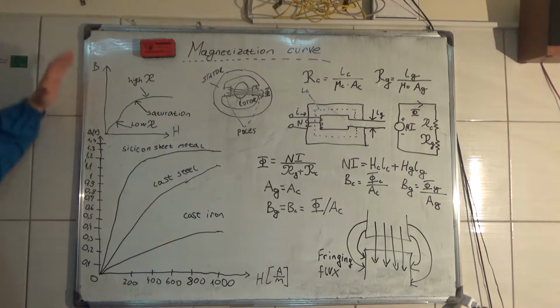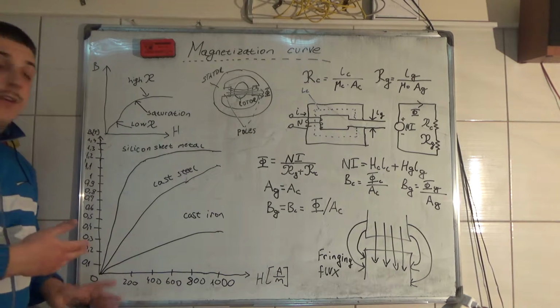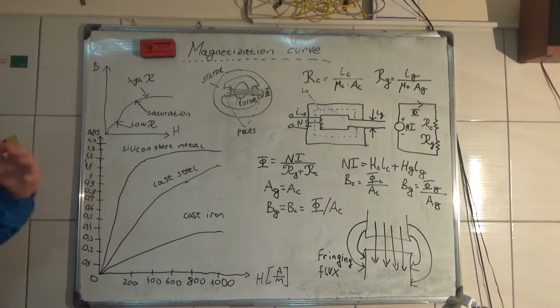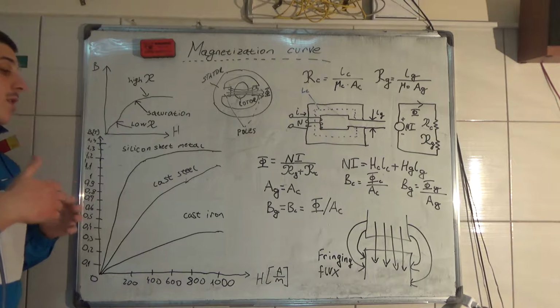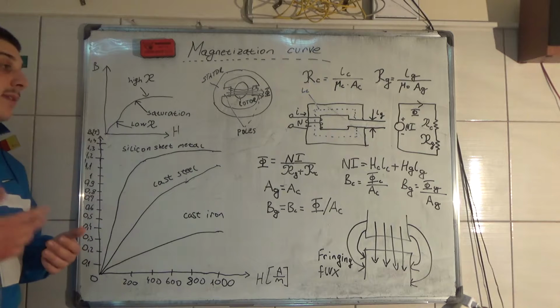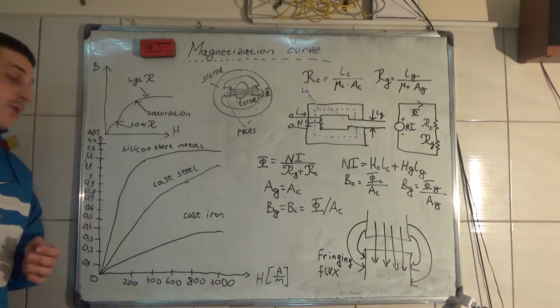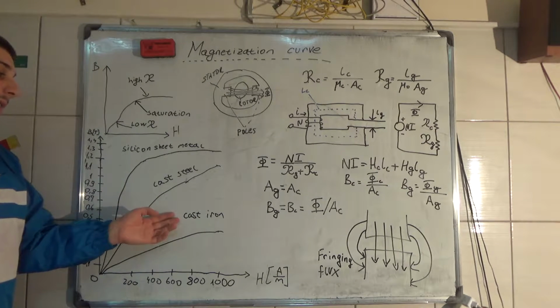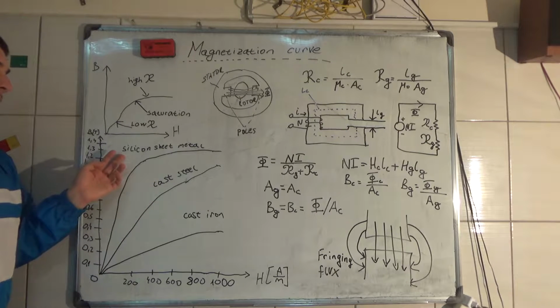So here is another figure where I show you some of the most commonly used magnetic materials in electric machinery. That's cast iron, cast steel, and silicon sheet metal.